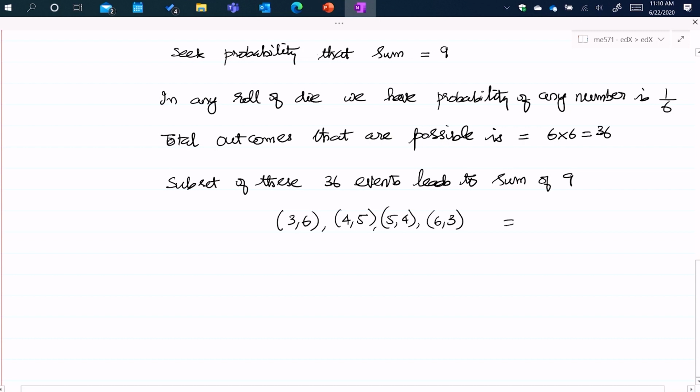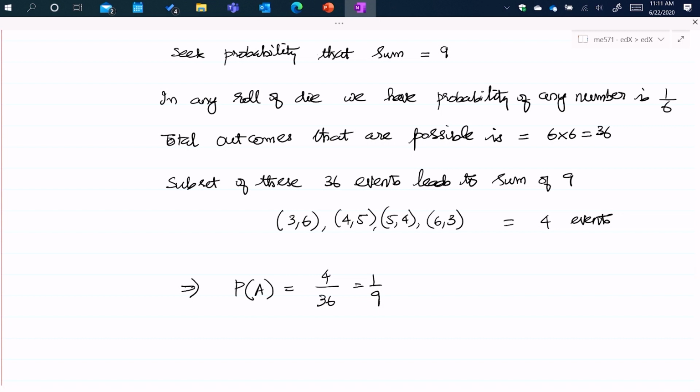So this is equal to 4 events, 4 possibilities. 4 of these 36 events yields a number equal to 9. Therefore, the probability that the sum would equal 9, which let's call event A, is 4/36, which is 1/9. So that's the number that we seek.